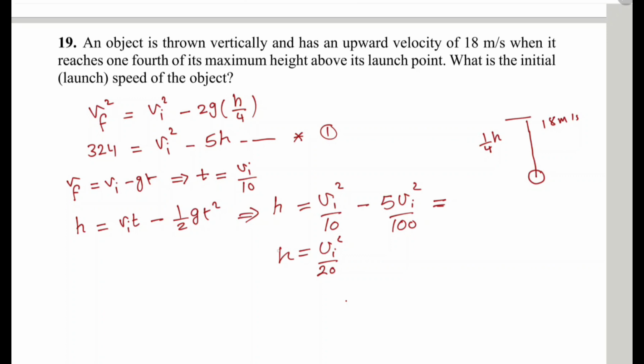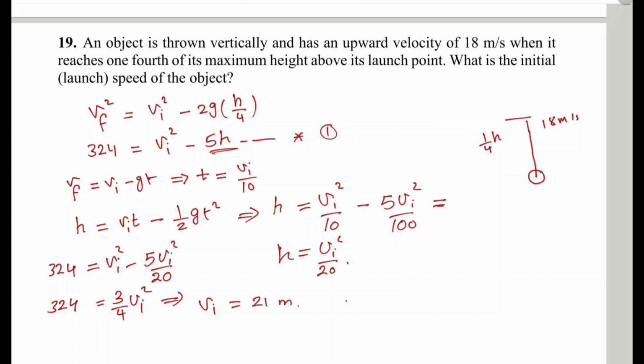Now you substitute this h back in this equation here, you will find 324 equal to the initial square minus 5 the initial square over 20, or 324 equal to 3 over 4 the initial square. In other words, the initial velocity equal to 21 meters per second.